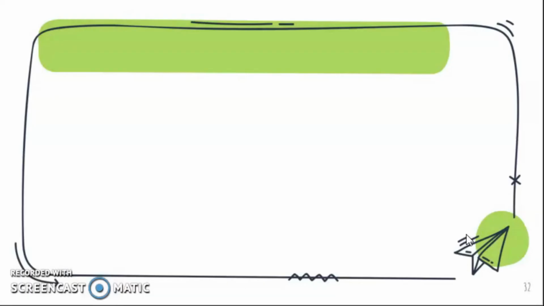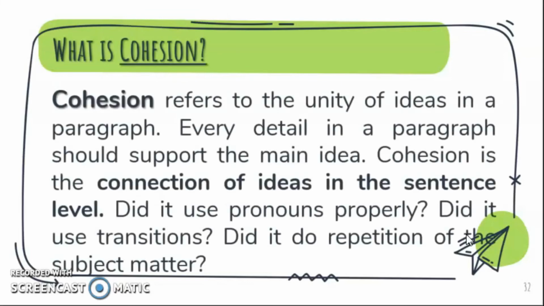Aside from coherence, we also have to understand what cohesion is. When we say cohesion, it refers to the unity of ideas in a paragraph. Every detail in a paragraph should support the main idea. Cohesion is the connection of ideas in the sentence level. Did it use pronouns properly? Did it use transitions? Did it do repetition of the subject matter?